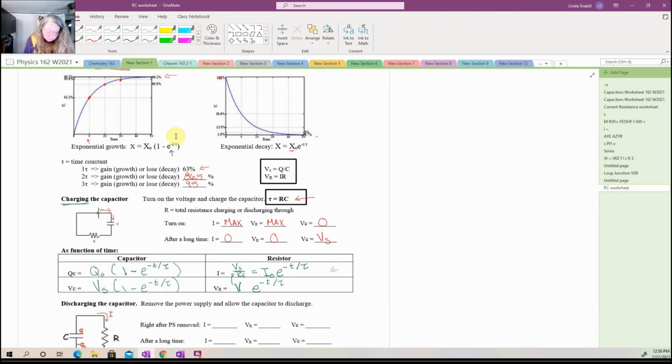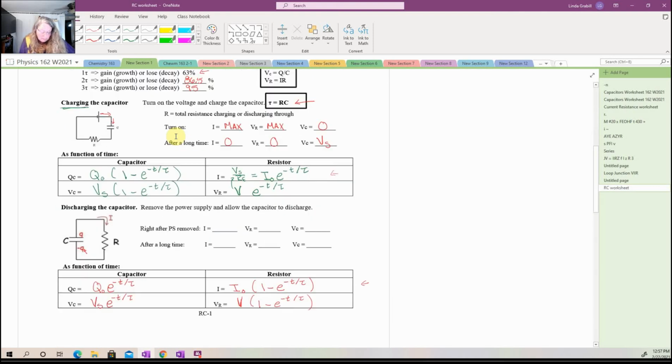So my suggestion to you is to keep this sheet handy to refer to. That'll help you keep straight what's happening on our resistors and our capacitors as we talk this through. So, okay, let's go back and label in our current and our voltage over time.